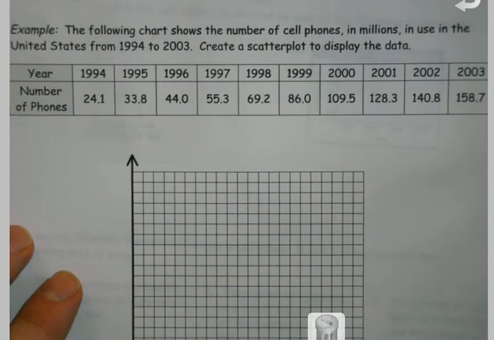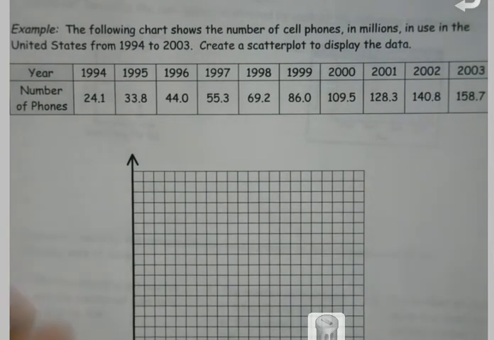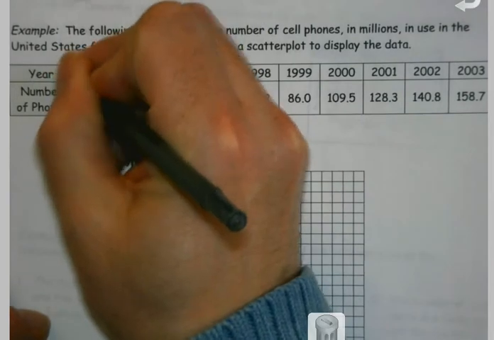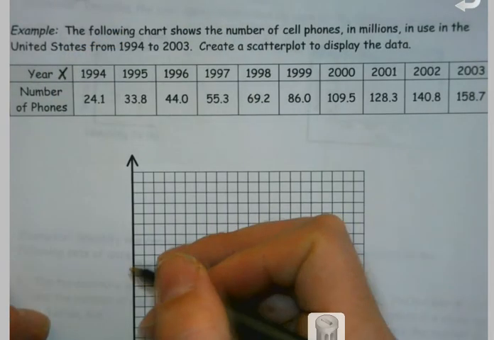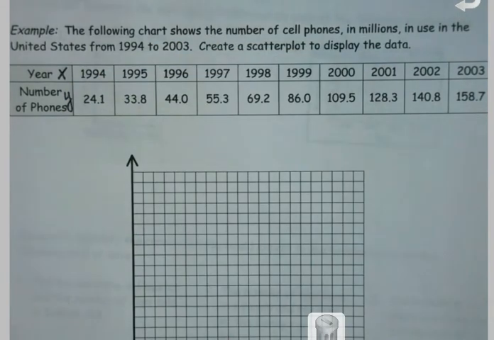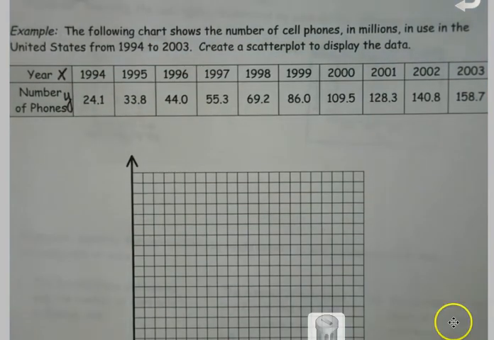Here, the following chart shows the number of cell phones in millions in use in the United States from 94 to 2003. Well, I'm betting it's a whole bunch more than this now. Create a scatter plot to display the data. Now, there's a couple of things I got to do here. Typically, whatever's listed on the top of my chart is going to be my x values, and whatever's listed on the bottom is going to be my y's. So with any good chart that you make, you always want to be able to label your parts.